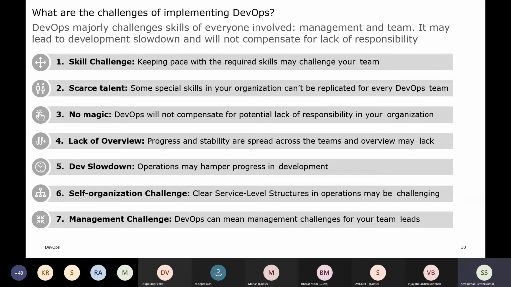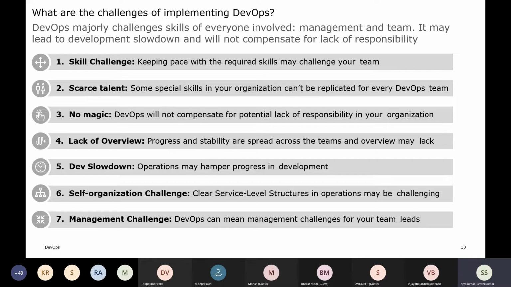Sometimes it's going beyond it. And self-organization challenges: a clear service level we cannot meet. You cannot meet any service level based structure for this kind of model. So that is one of the challenging things. And management challenge: DevOps can mean management challenges for team leads. You cannot control the team in terms of the process and the functions, what they are delivering, what they are preparing, and what they are orchestrating. So these are the implementation challenges from the DevOps perspective.